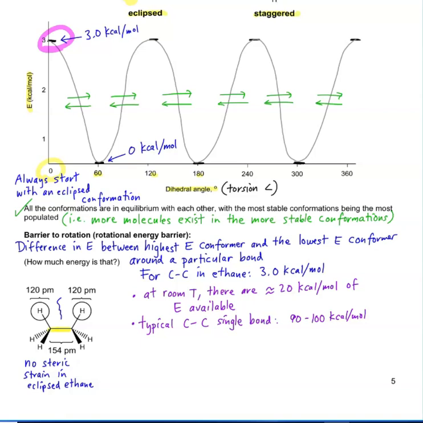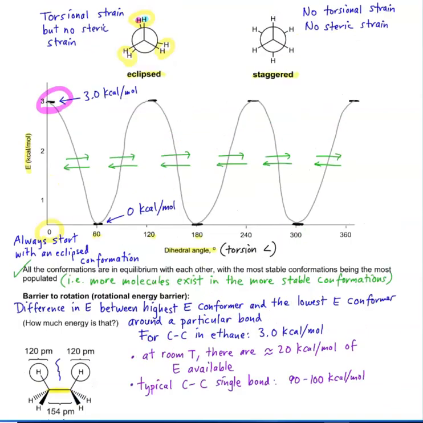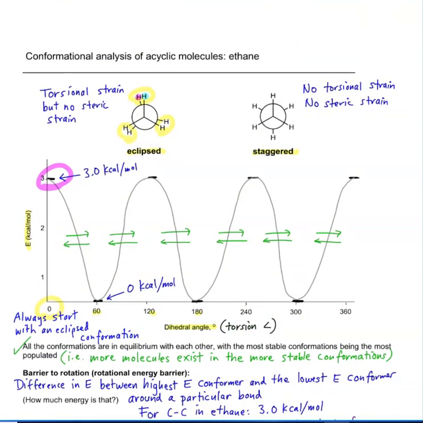Let's push on this idea of the 3 kilocalories per mole. And to do so, let's go back up to the picture of eclipsed ethane. So I'm going to get rid of all this highlighting so that we can talk about what's going on. So the eclipsed ethane has an energy, again, of 3 kilocalories per mole.